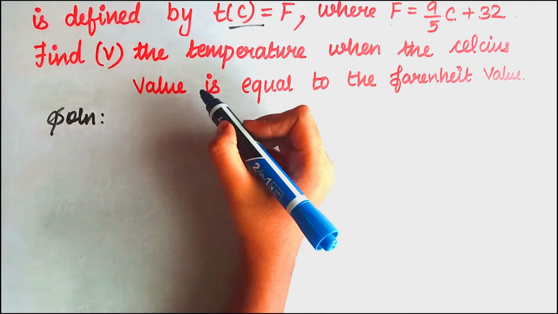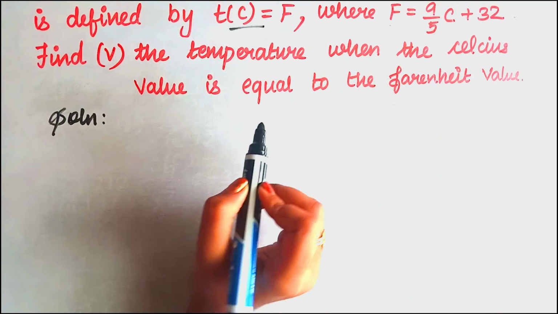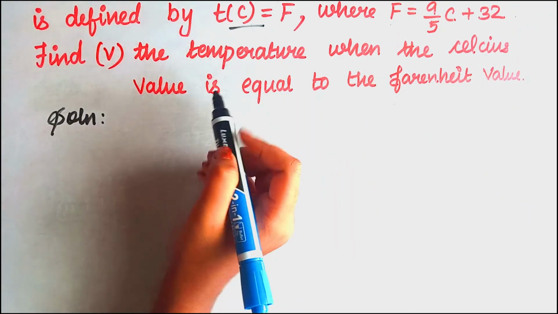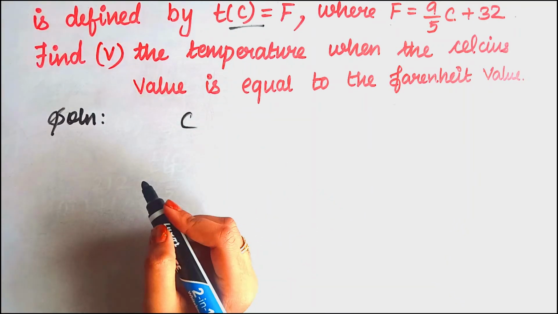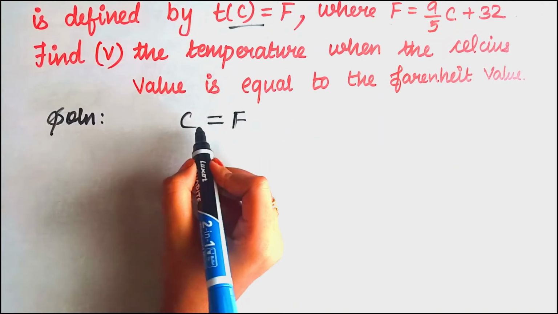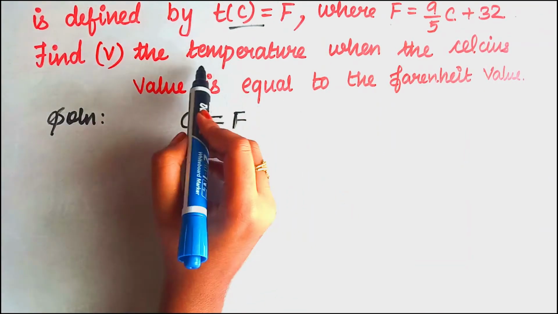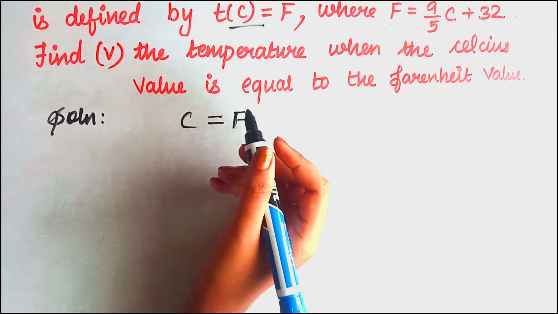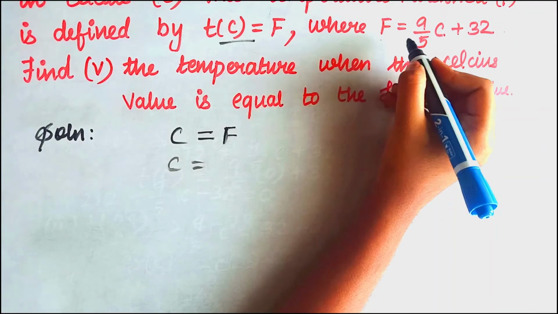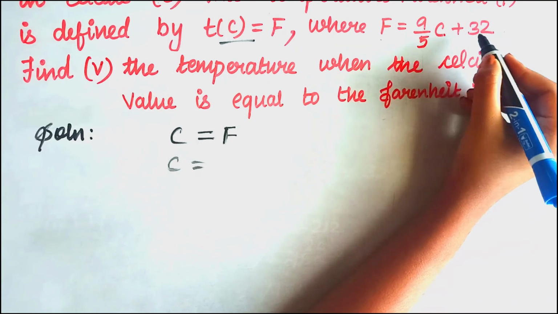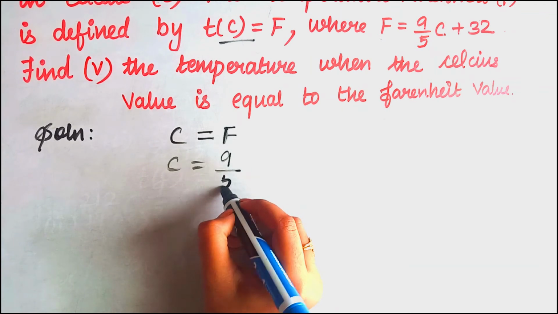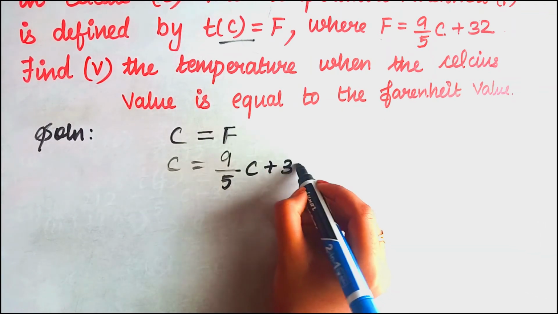Fifth subdivision, the temperature when the Celsius value is equal to the Fahrenheit value. So we have to find the temperature when the Celsius value, which we consider to be c, is equal to the Fahrenheit value f. Okay, when the Celsius value is equal to the Fahrenheit value, we have to find the temperature of it, right? So we already know what our Fahrenheit is, right? F is equal to 9 divided by 5 c plus 32. So in the place of f, we are going to substitute that 9 divided by 5 c plus 32.